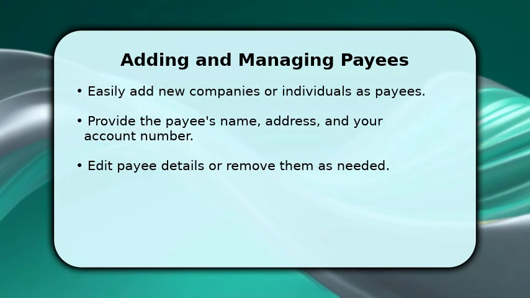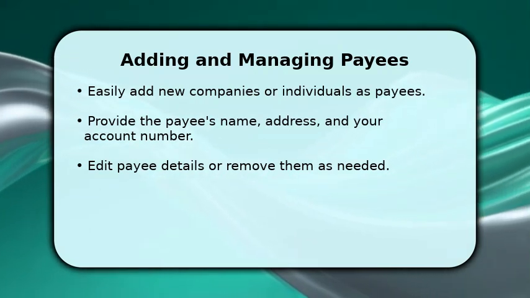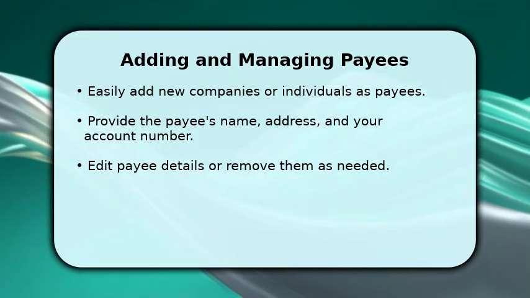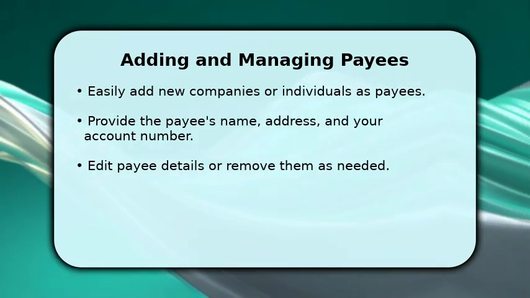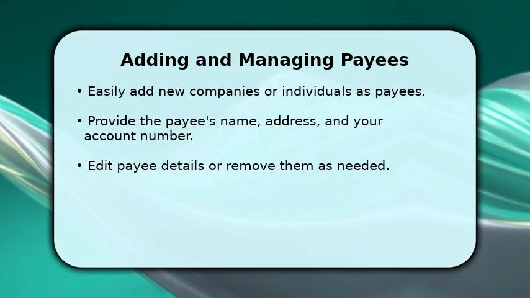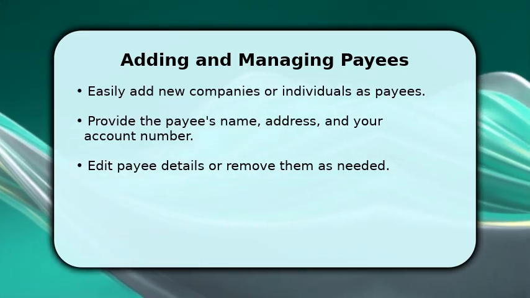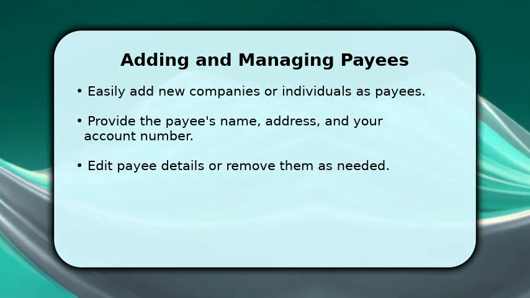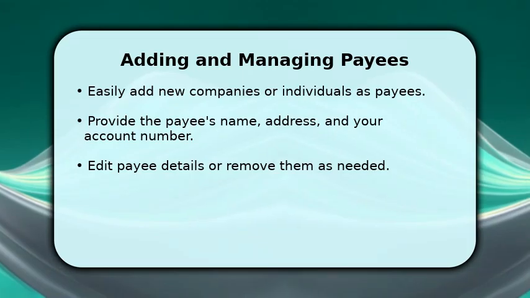To begin, you'll need to add your payees. Simply log into your Fidelity account and navigate to the Bill Pay section. You can add a company or a person by providing their name, address, and your account number with them. If Fidelity finds a match, some details may pre-fill. Remember to keep payee information updated for smooth transactions.